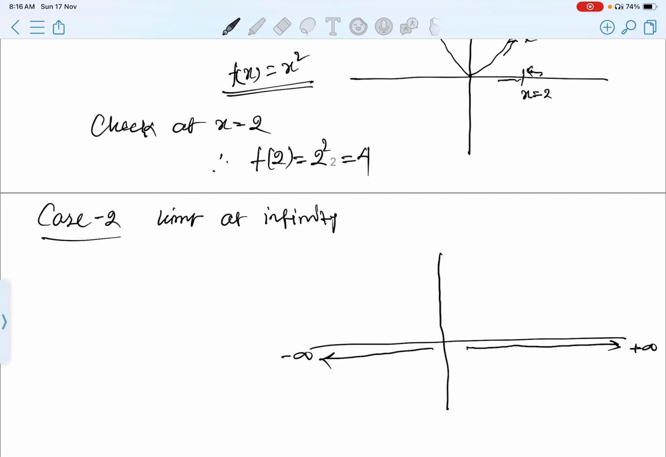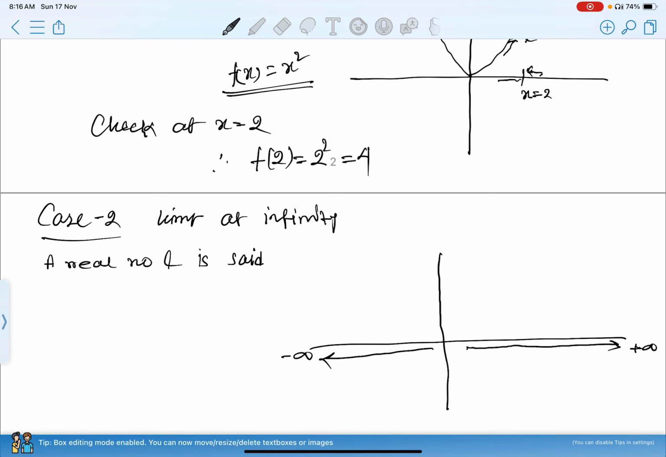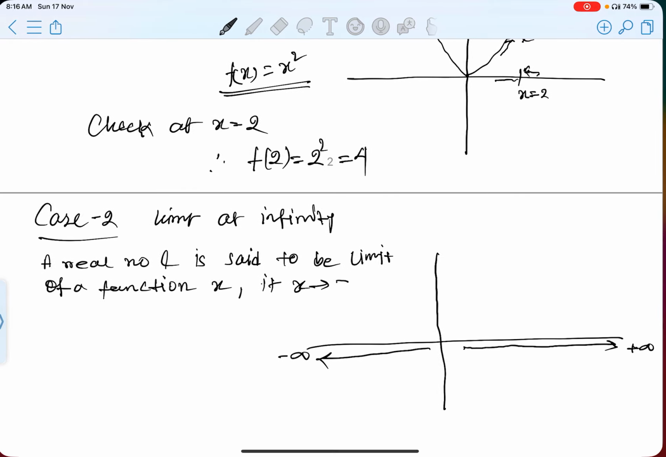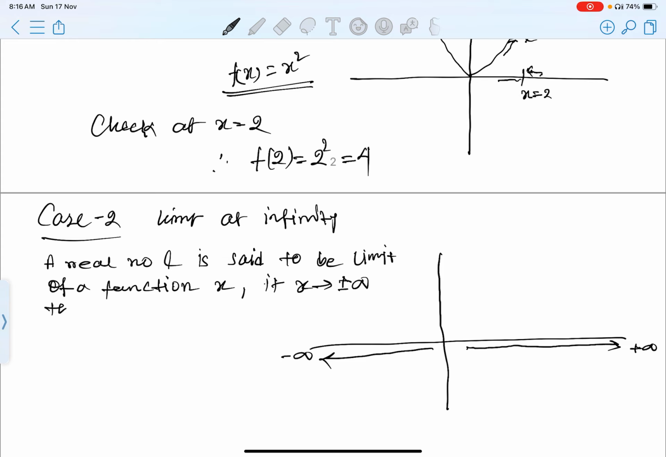Okay, I write the definition. A real number L is said to be the limit of a function f of x if x tends to infinity, this should be either positive, negative, or both, plus or minus infinity, then f of x tends to L.